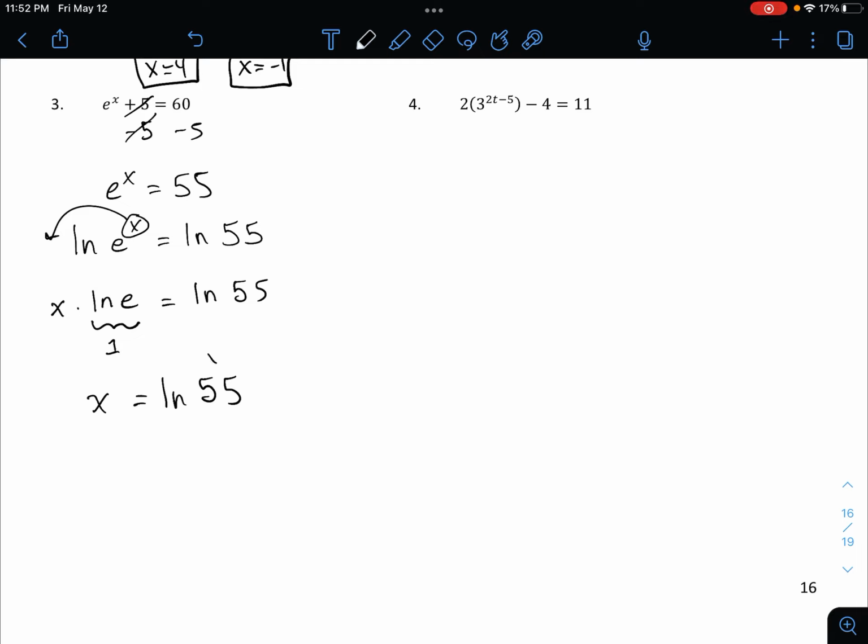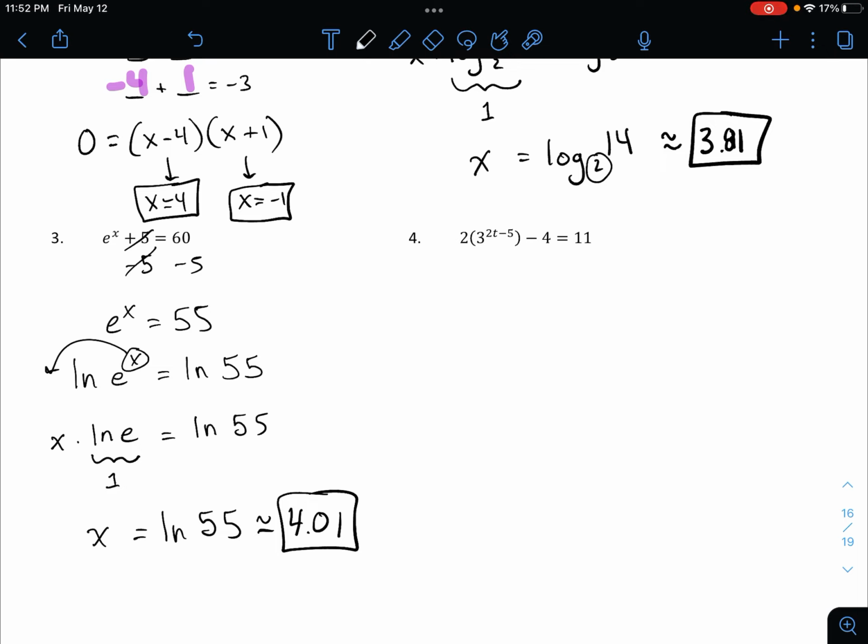If they wanted an exact answer, you just leave it like this. But because they're asking us to round, you have to type that in your calculator. And this value is going to be approximately 4.01. So what that means is that e, remember e is about 2.7. So 2.7 to the 4.01 power is going to get me about 55.